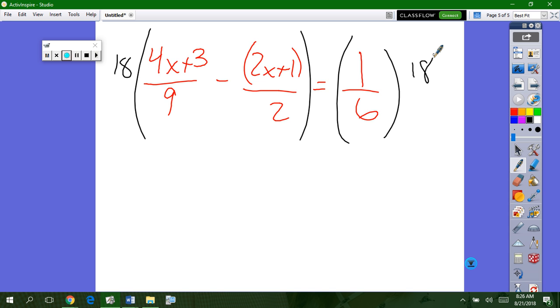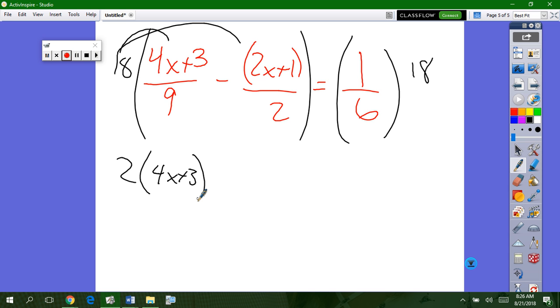Okay. So here's how I do this process. Once again, I'm going to distribute it to this guy and to this guy, right? So the reason why we chose 18 is it gets rid of these fractions, doesn't it? What's 18 divided by 9? 2. So I'm going to say, okay, this is 2 parentheses 4x plus 3. You see what I did there? 18 divided by 9 is 2.